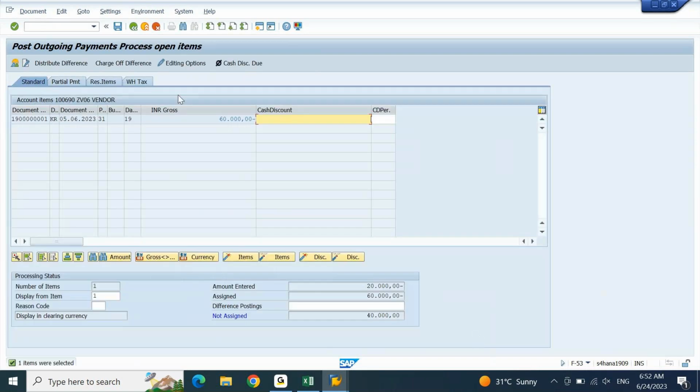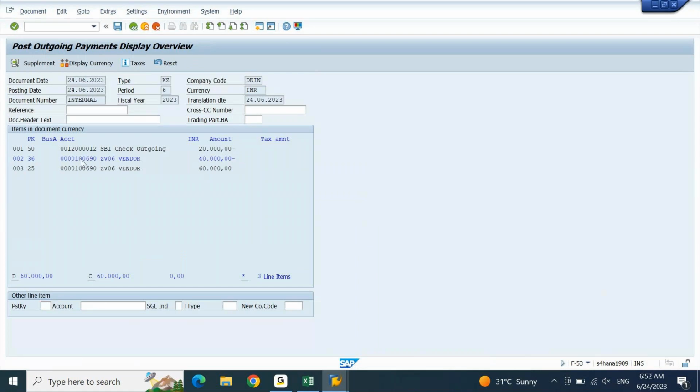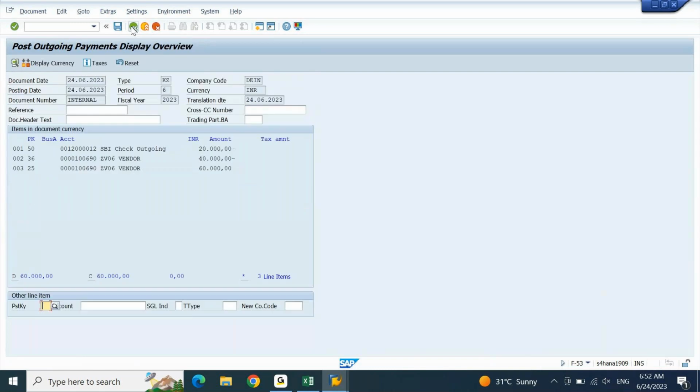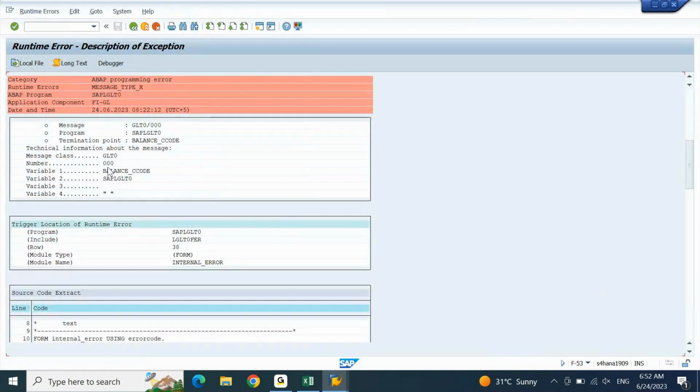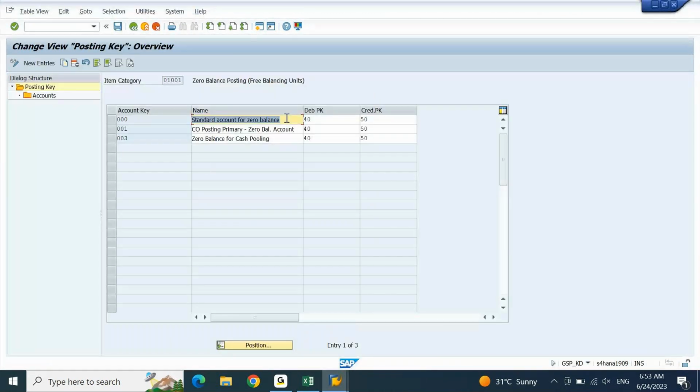Let me go to residual items. Minus 40,000. Let me simulate general ledger directly. In this dump, you can see this number as 000. Yes, sir. This is talking about balance code. So that 000 wherever you get, this is straight away related to zero balance standard account.